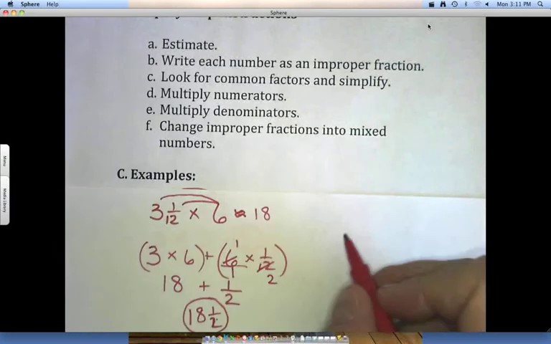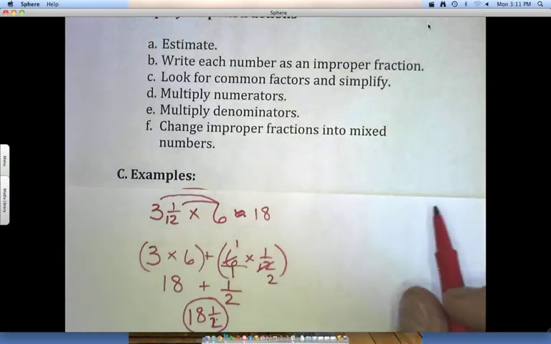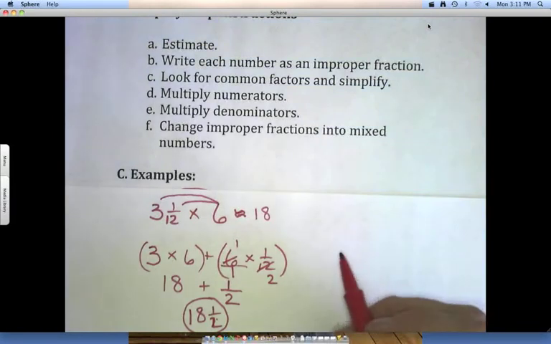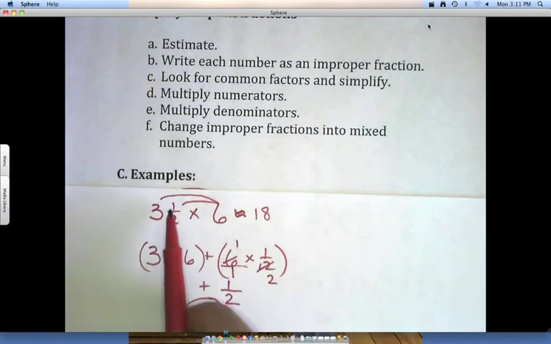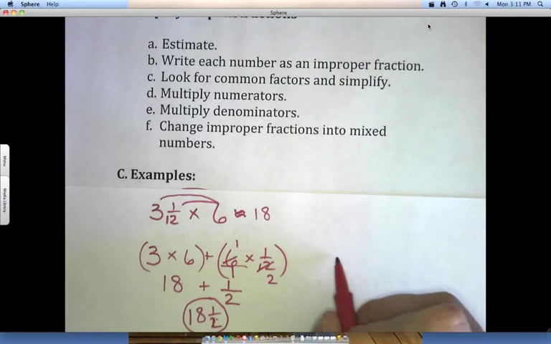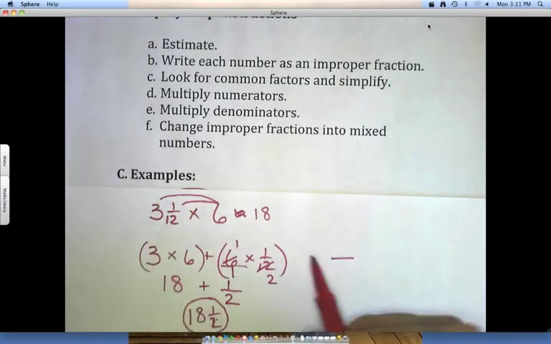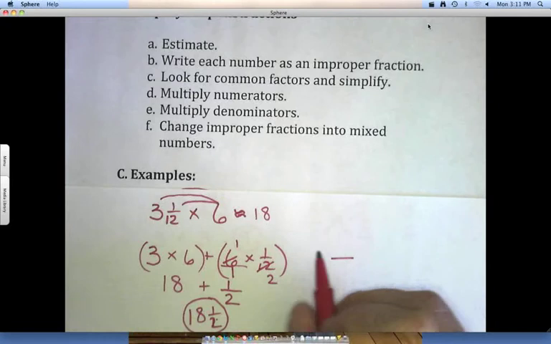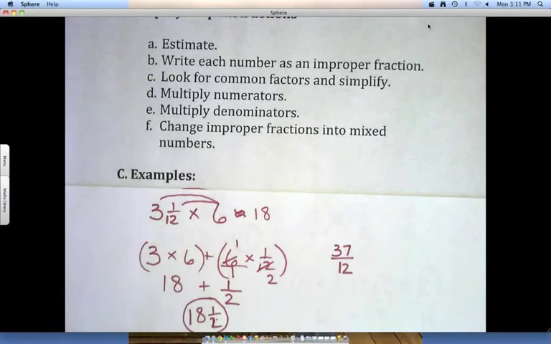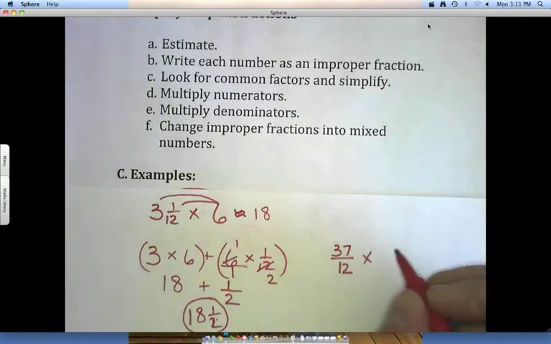Now, if I do this same problem by multiplying my numerators and denominators, like we have our step-by-step instructions up above, write each number as an improper fraction. So if I take my 3 1/12, and I write that as an improper fraction, I'm going to take 3 times 12, which is 36, plus 1, so 37 over 12. And I'm going to multiply that by 6 over 1.